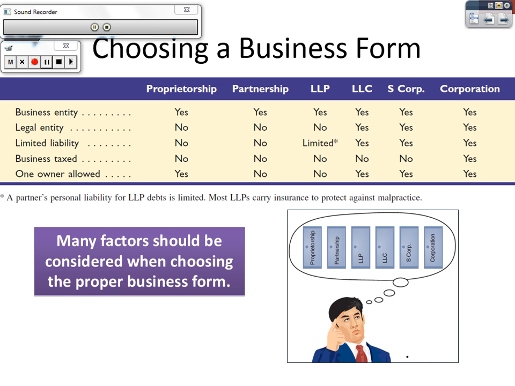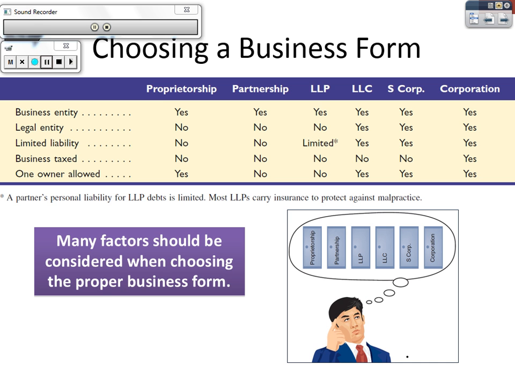Wow. Okay, so choosing a business form. We knew about proprietorship. We know about partnership now. We know about LLPs and LLCs. What we have not learned about are S corps and corporations. And truthfully, chapter 13 is more so about corporations. So we'll get into that then.